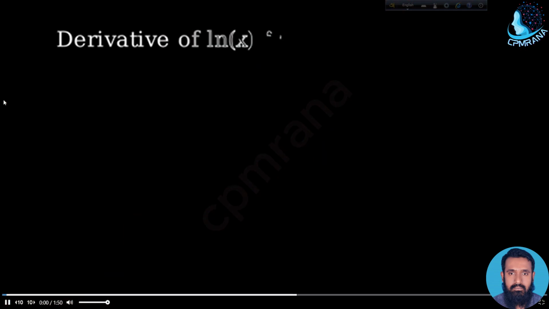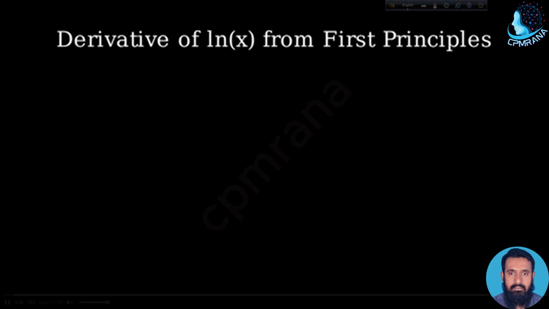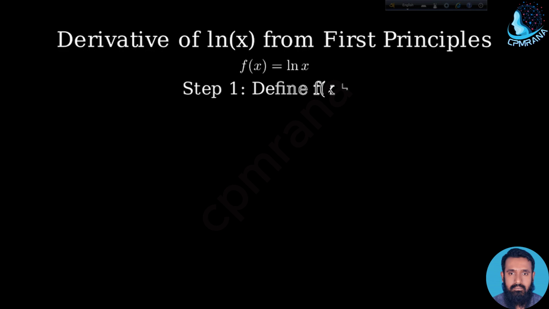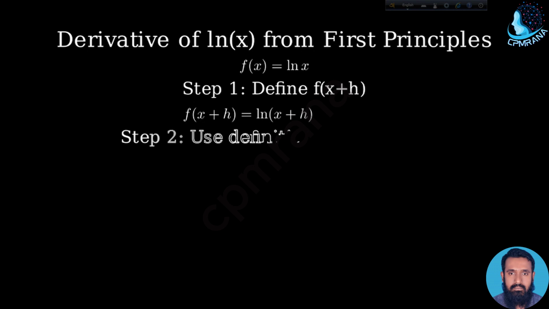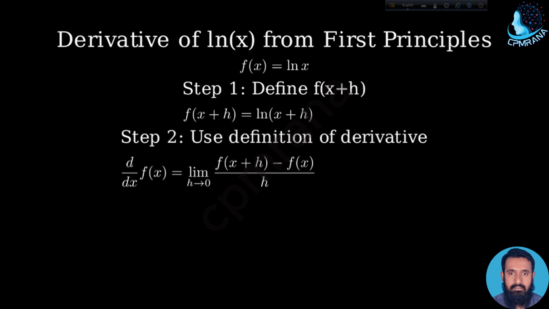Let's find the derivative of natural logarithm using first principles. We start with f of x equals natural log of x. Step 1. Let's define f of x plus h. When we replace x with x plus h, we get f of x plus h equals natural log of x plus h.